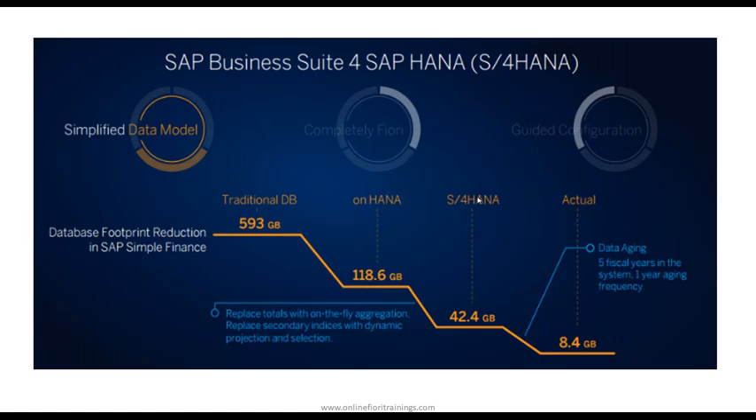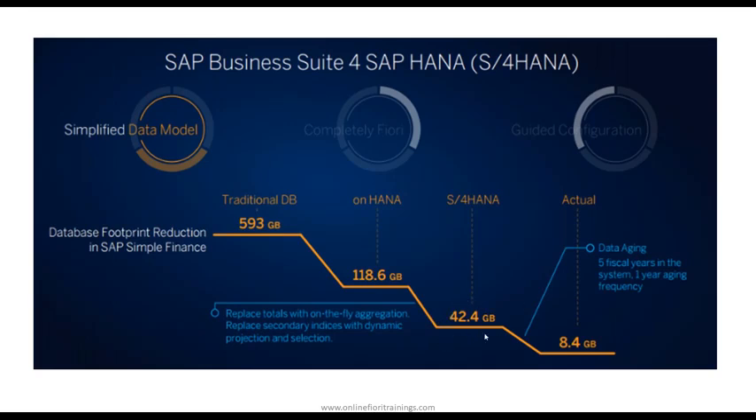And now with SAP S4HANA, where SAP has gone deeper into the database layer and done more innovations, you can see the entire ERP solution is capable of running on just 42.8 gigabytes of memory, as compared to 593 gigabytes. This is the evolution. This is the new ERP, guys.